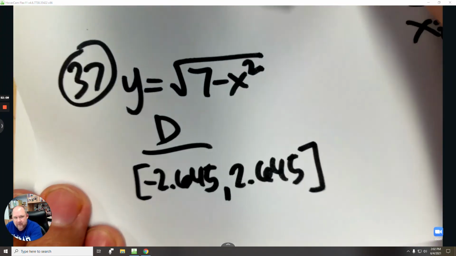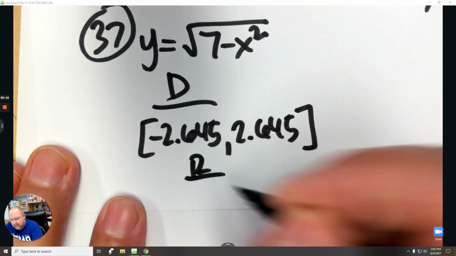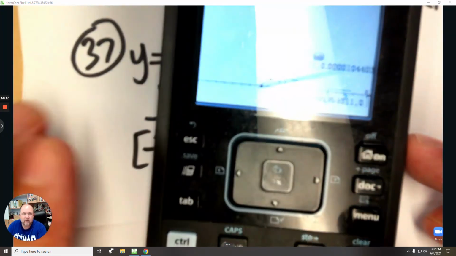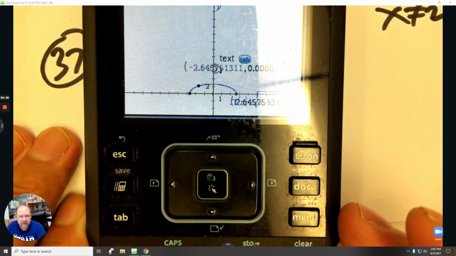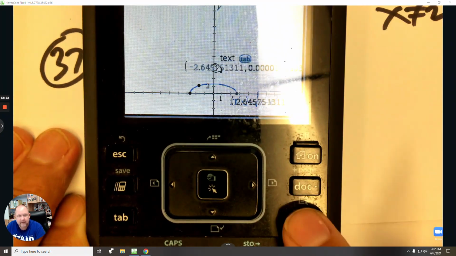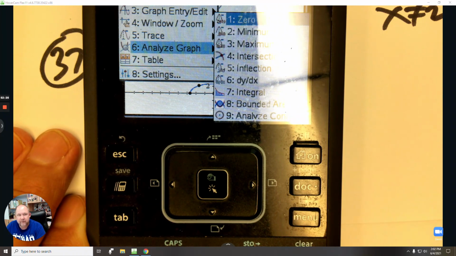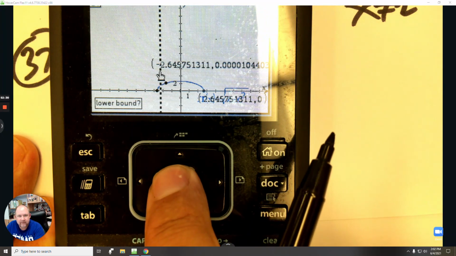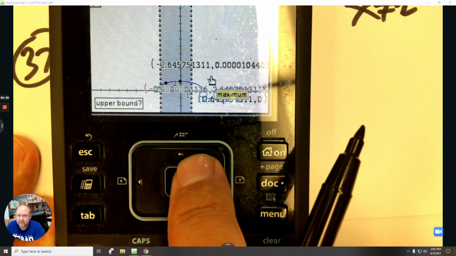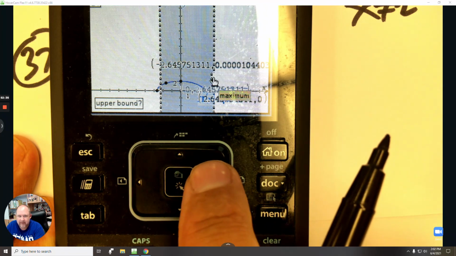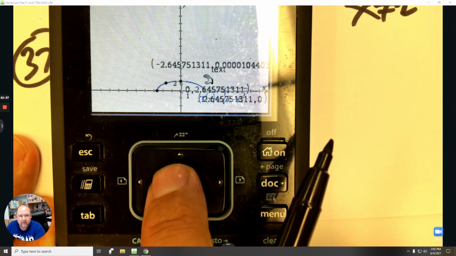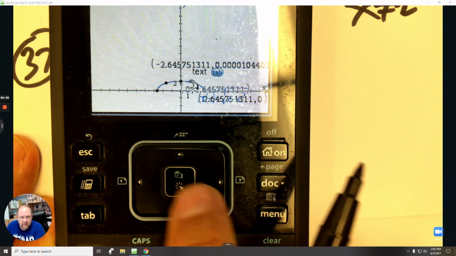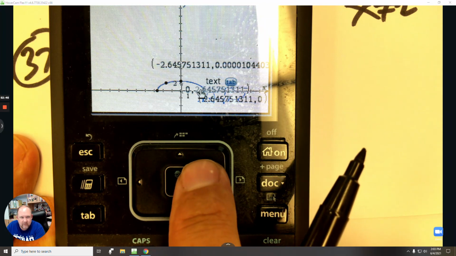And then the range, that's the y value. So the bottom y value is 0. And so now it's just a matter of what's the upper y value there. So I'm going to find the maximum for that. So I'm going to go menu, analyze, and I want to find the maximum. So that's number 3. And I want to move it to the left, I want to move it to the right, and I want to find out what that maximum value is. So what is that maximum value? Right there.